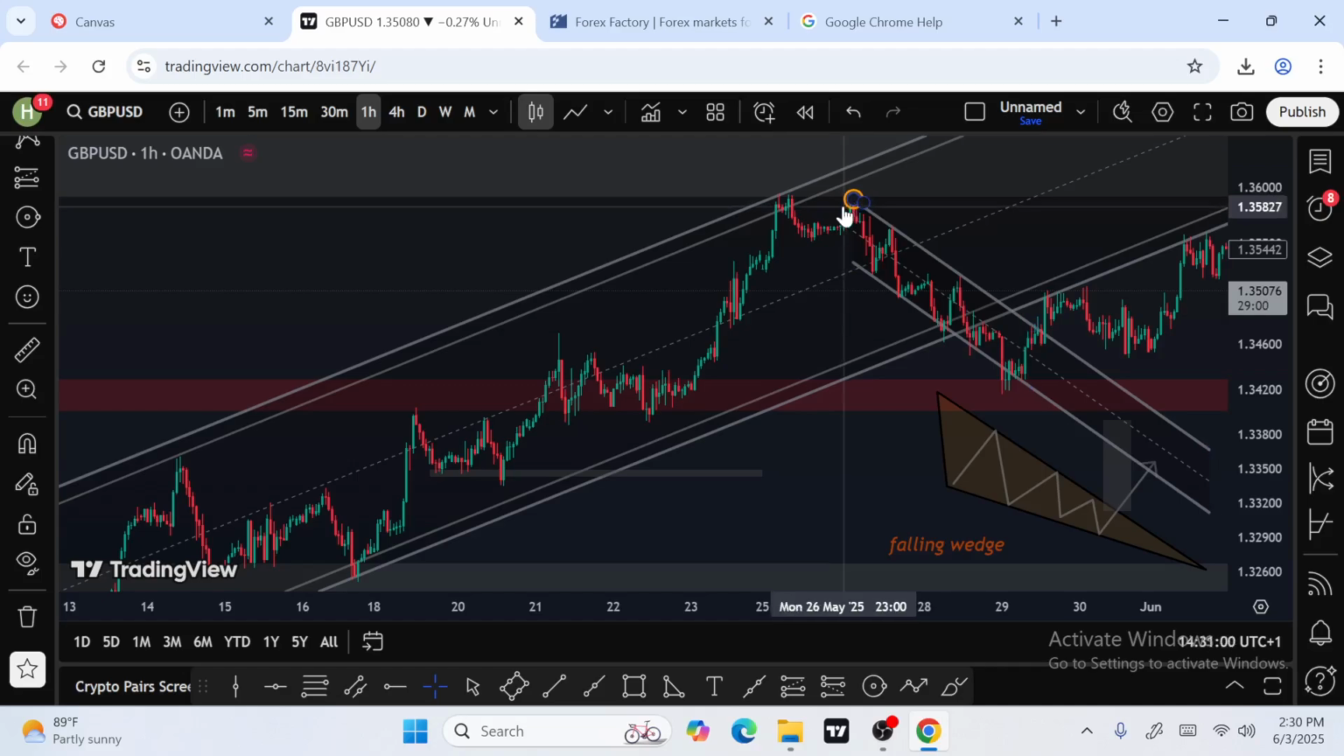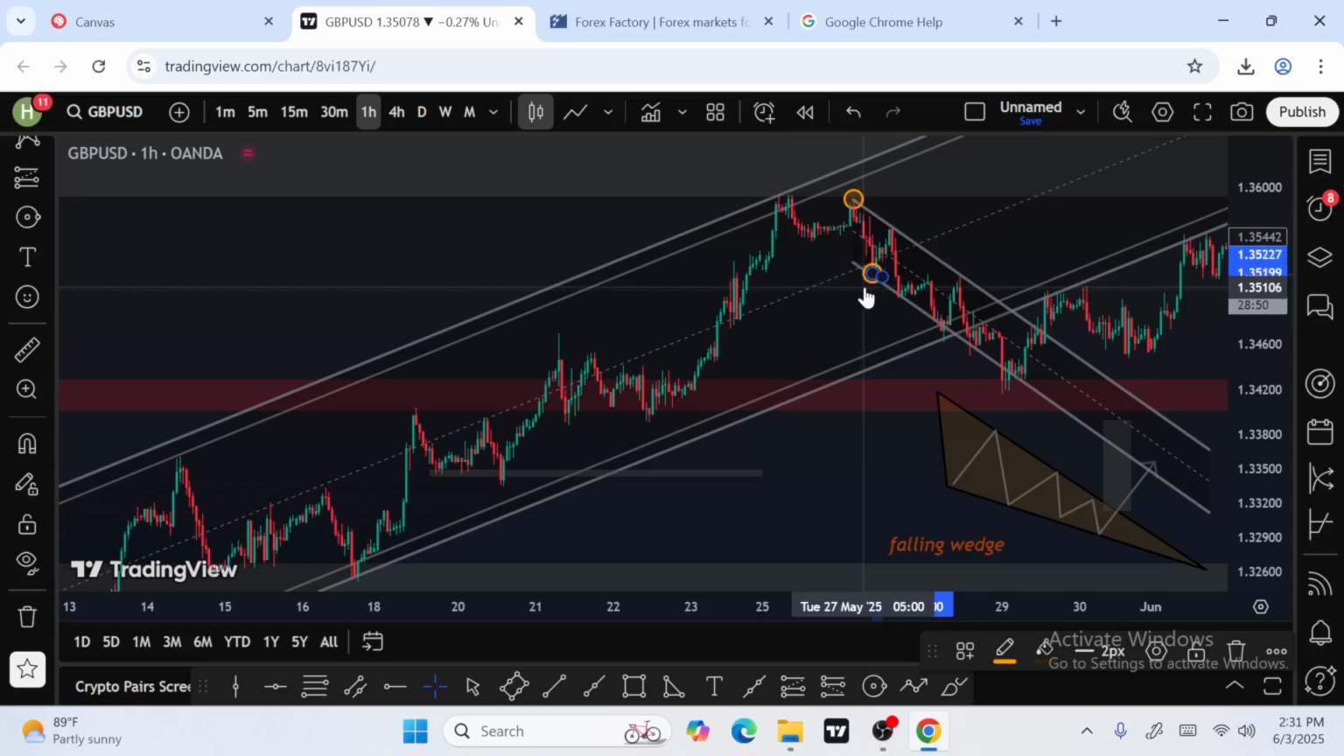So we have this. Now let's see. We have this, and we have just this to construct our downtrend. Is that not so? We don't know what is happening in the future.